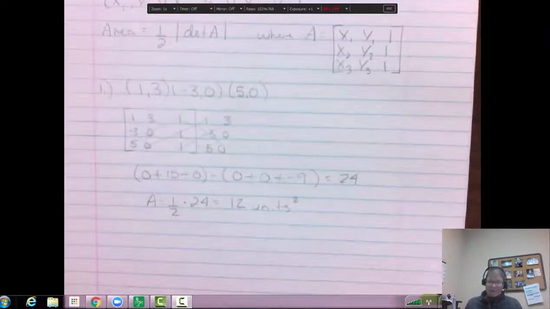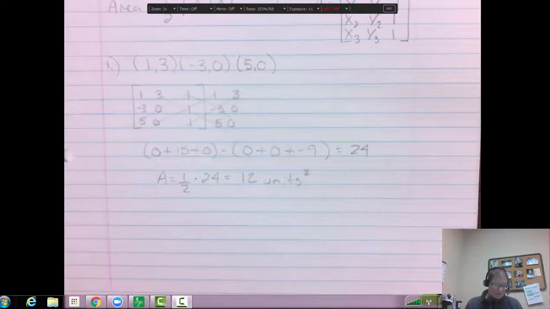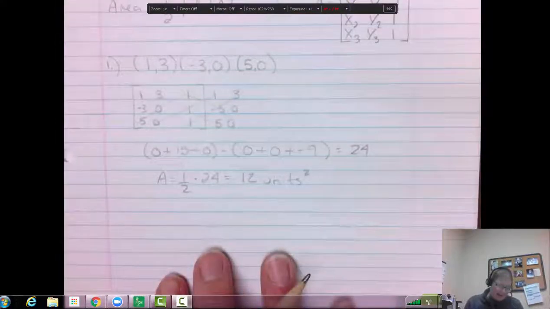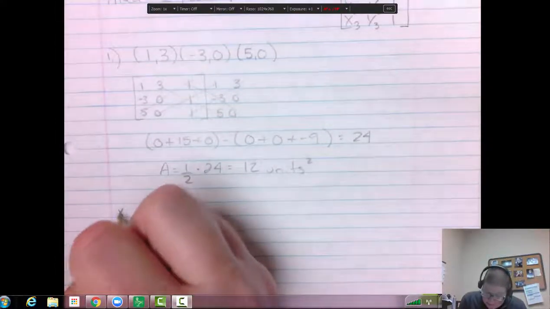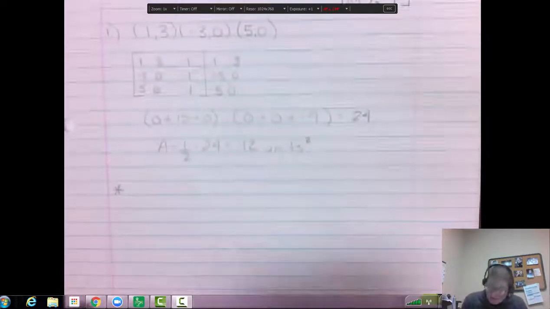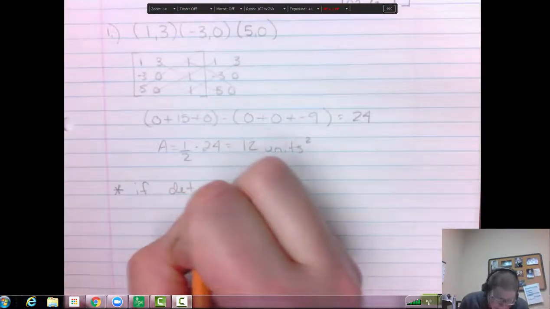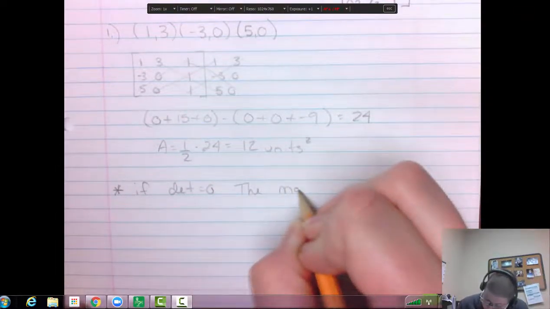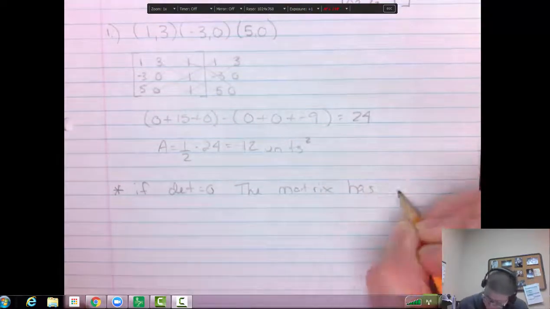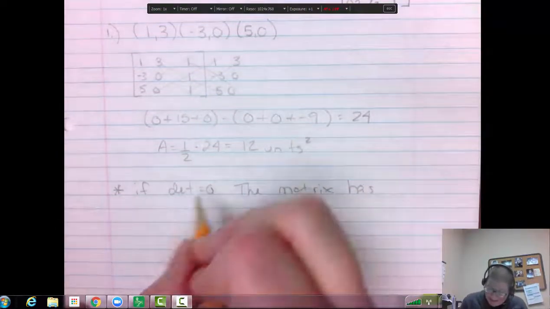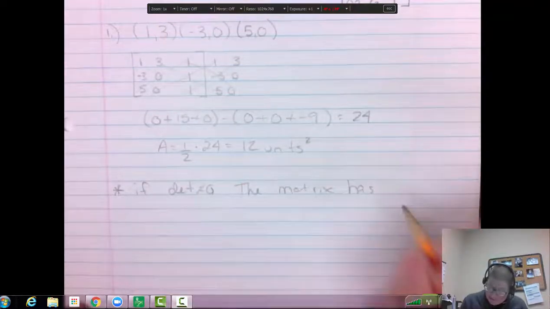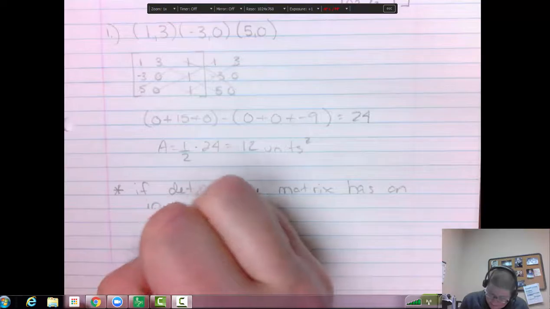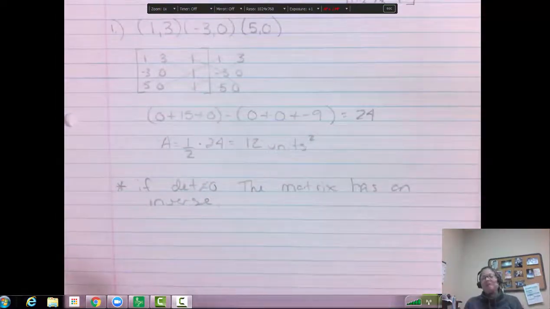Okay, so from here, let's see. Using the determinant for something different than the area: if the determinant equals 0, the matrix has no inverse. Let's do it this way: if it doesn't equal 0, the matrix has an inverse. So if it does have a 0, no inverse. If it doesn't have a 0, then it has an inverse.